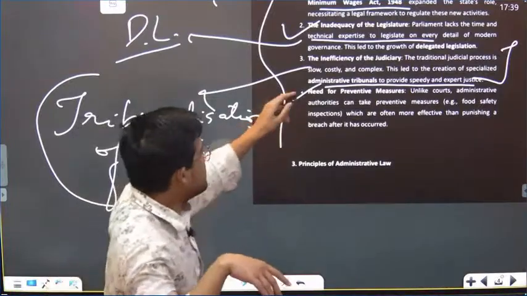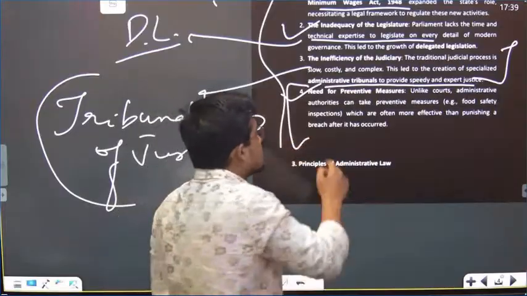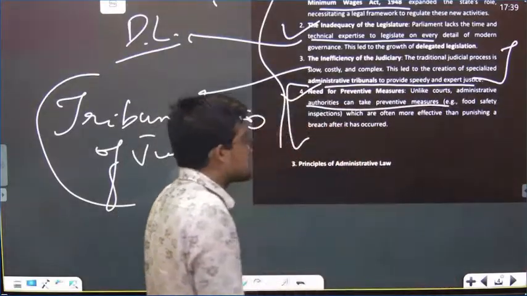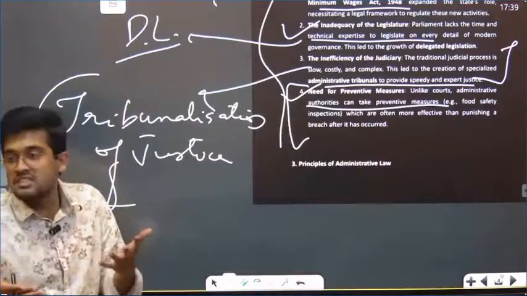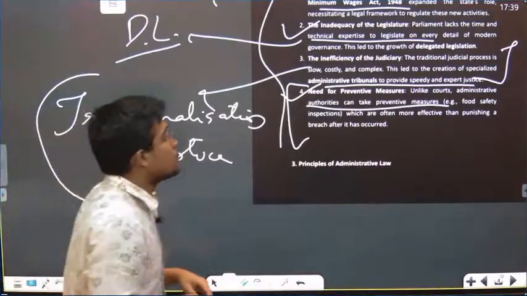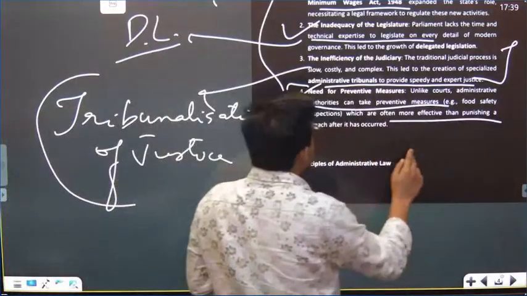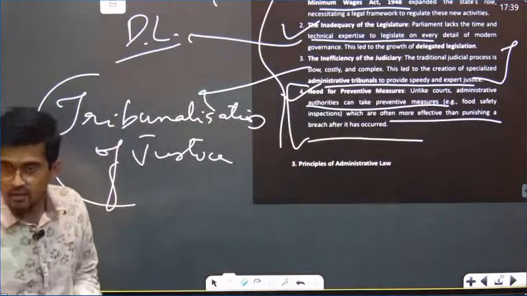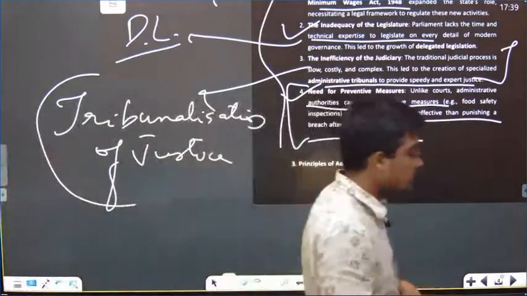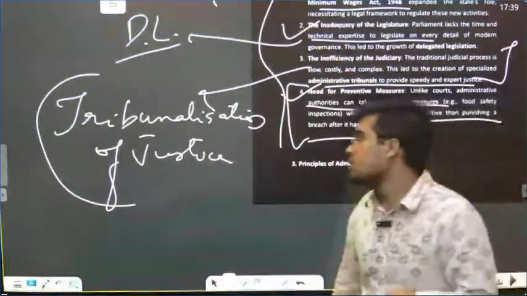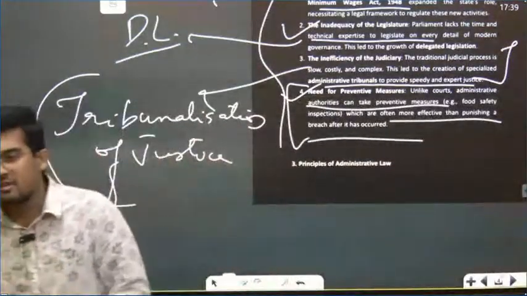Need for preventive measures. Unlike courts, administrative authorities can take preventive measures. For example, food safety inspection, which often is more effective than punishing a breach after it has occurred. So these are the reasons why we started something called administrative law, or it emerged eventually.